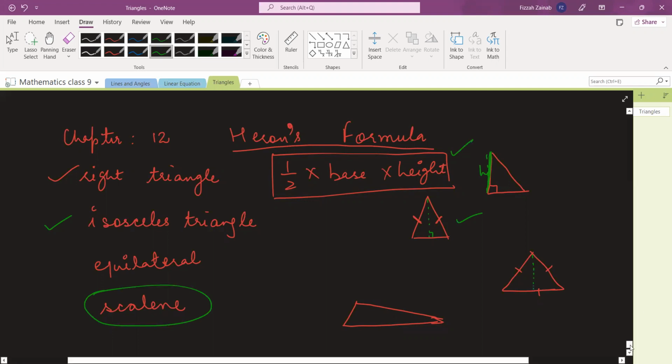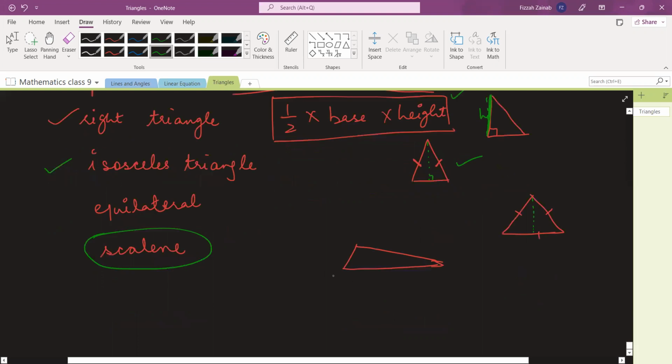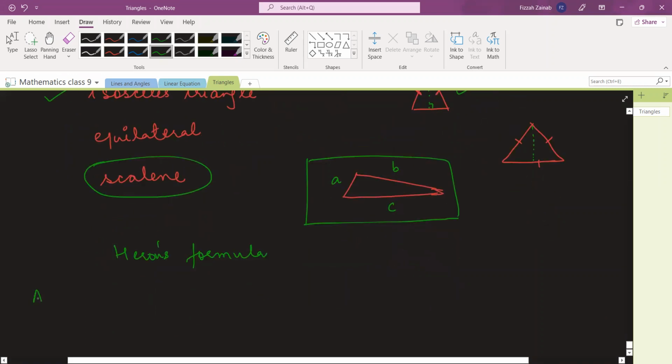So in such triangles where the height is not given to you, only the length of the sides are given, for example, this side is A, this side is B, this side is C. In this kind of triangle where there's no height, there's a special formula which is called the Heron's formula, for finding the area of the scalene triangle. So the area of the triangle is given by under root S into S minus A into S minus B into S minus C, right?